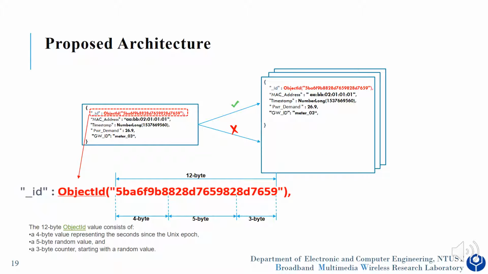What we propose here is that we manually generate this underscore ID to prevent the duplication of the data by assigning a 12-byte object ID value that consists of a 4-byte value representing the seconds of the Unix time, 5 bytes of random value, which we can fill using, for example, our MAC address and gateway address, and the last 3 bytes will be a counter starting from a random value.